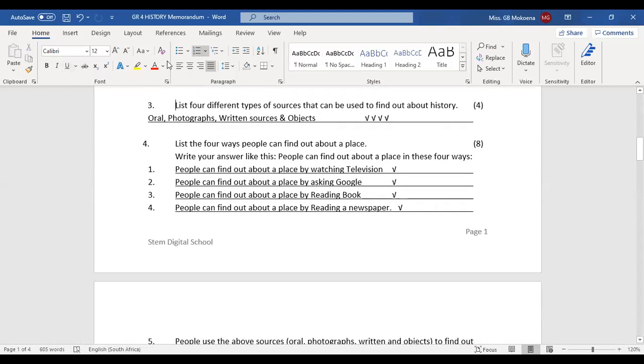So number three, list the 4 different types of sources that can be used to find out about history. With me, I have oral, photograph, written sources, and object. You tell me the answers that you wrote, which are different from mine here.